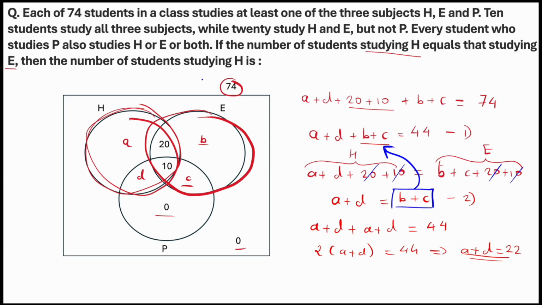And finally, the question is asking the number of students studying the subject H. For that, I have to look at this circle. This circle in total will be A plus D plus 20 plus 10. But I know A plus D is 22. So this number will be 22 plus 20 plus 10 or 52. That is, a total of 52 people study the subject H. That is the answer to our question. 52.